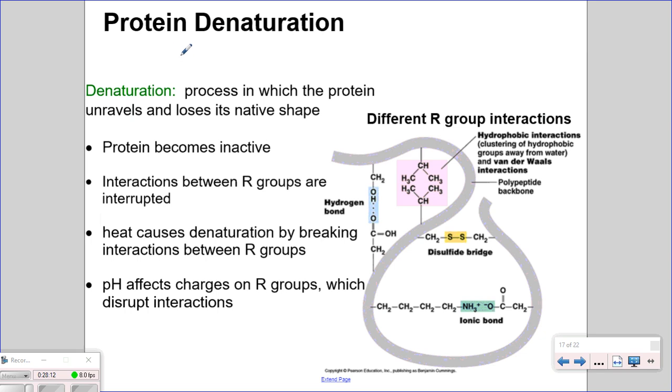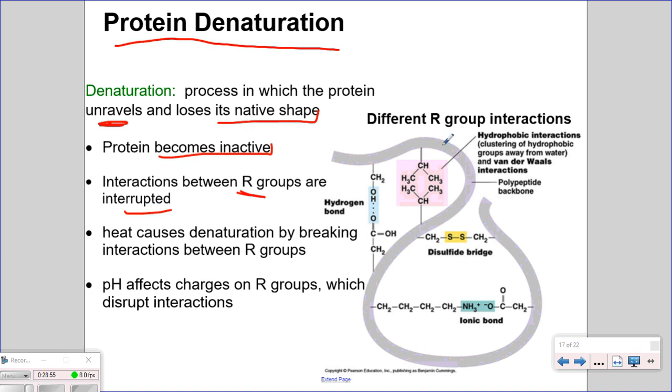And so if a protein has a particular shape and has to function with a particular shape, that also means the protein can lose its shape. When a protein loses its shape, this is referred to as protein denaturation. Denaturation is the process in which the protein unravels and loses its native shape, its original intended shape. When a protein denatures, when it unravels, the protein will now become inactive. And the reason it unravels in the process of denaturation is that the interactions between R groups get interrupted.